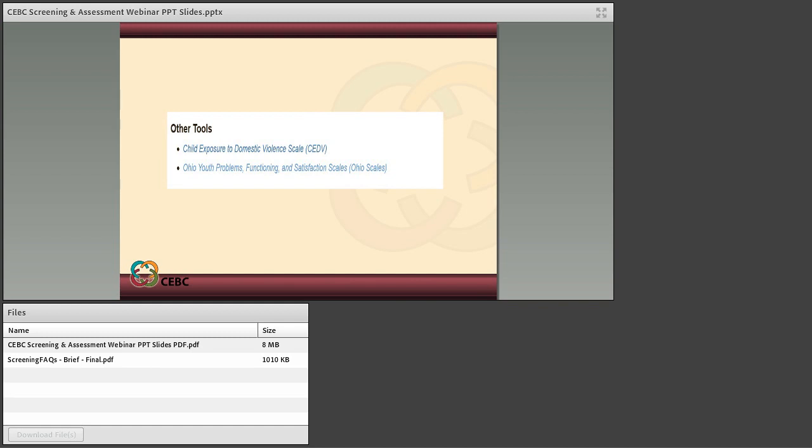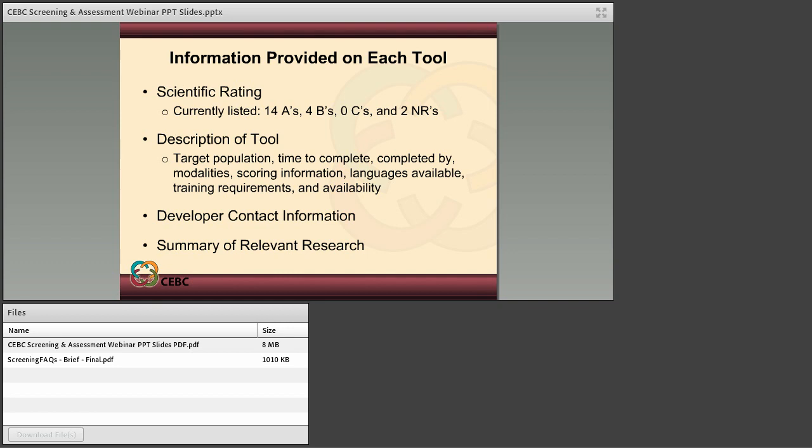And then the last category is other tools, which is pretty much tools that don't fall within the other two categories, but I'm sure will be growing. Right now, this is obviously just two tools, which include the Child Exposure to Domestic Violence Scale and the Ohio Youth Problems, Functioning, and Satisfaction Scale. You're welcome to explore the website and read more about each of those individual tools.